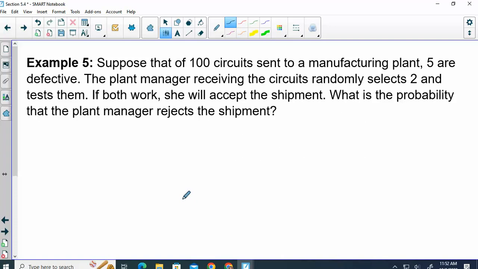All right. So what would cause her to reject this? If one of them is defective. So it could be the first one is bad and the second one isn't. Or the first one's good and the second one's bad. What about if both of them are bad? Yeah. So would it be easier to find the probability that she accepts it or the probability that she rejects it?